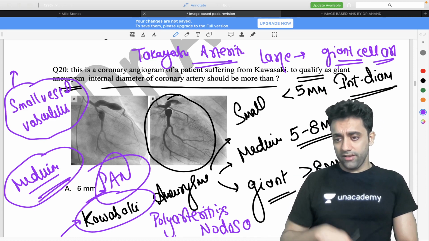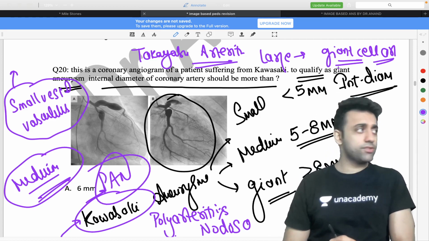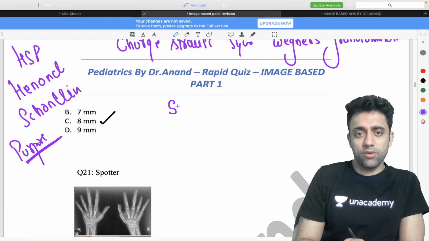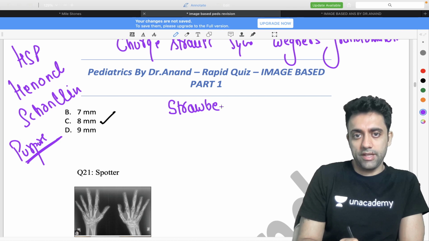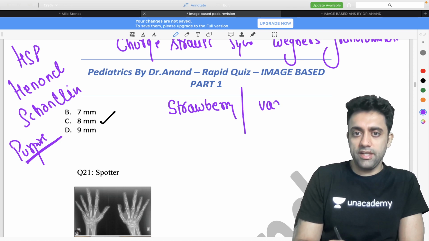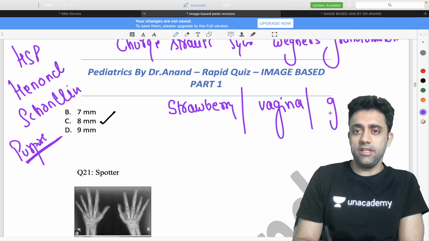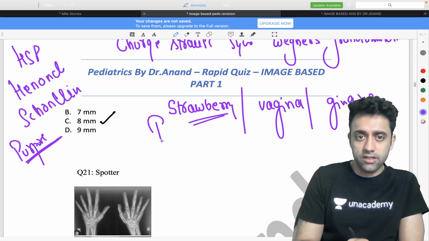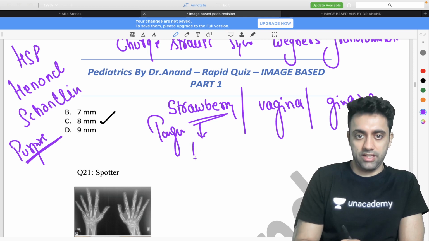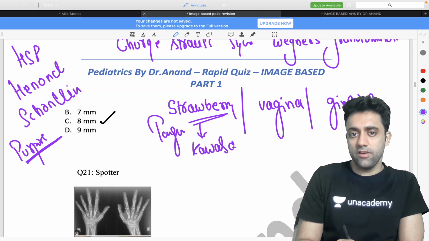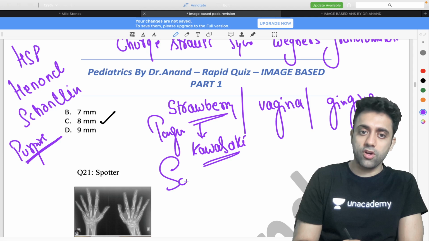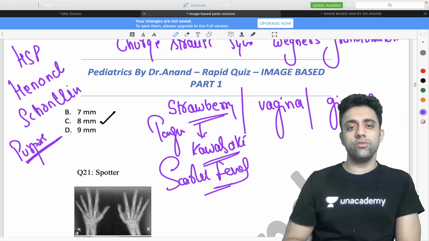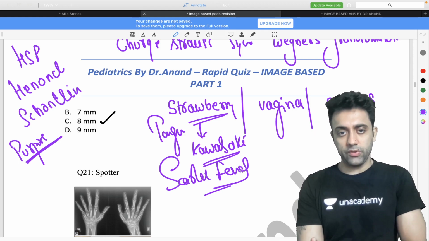Okay, can anyone tell me, where do you see strawberry tongue? Any random guesses? Please remember, three strawberries we need to understand: strawberry tongue, strawberry vagina, and strawberry gingiva. You see strawberry tongue in a case of Kawasaki disease, and we also see strawberry tongue in scarlet fever. Strawberry followed by whitish. So in Kawasaki disease and scarlet fever, you see strawberry tongue.